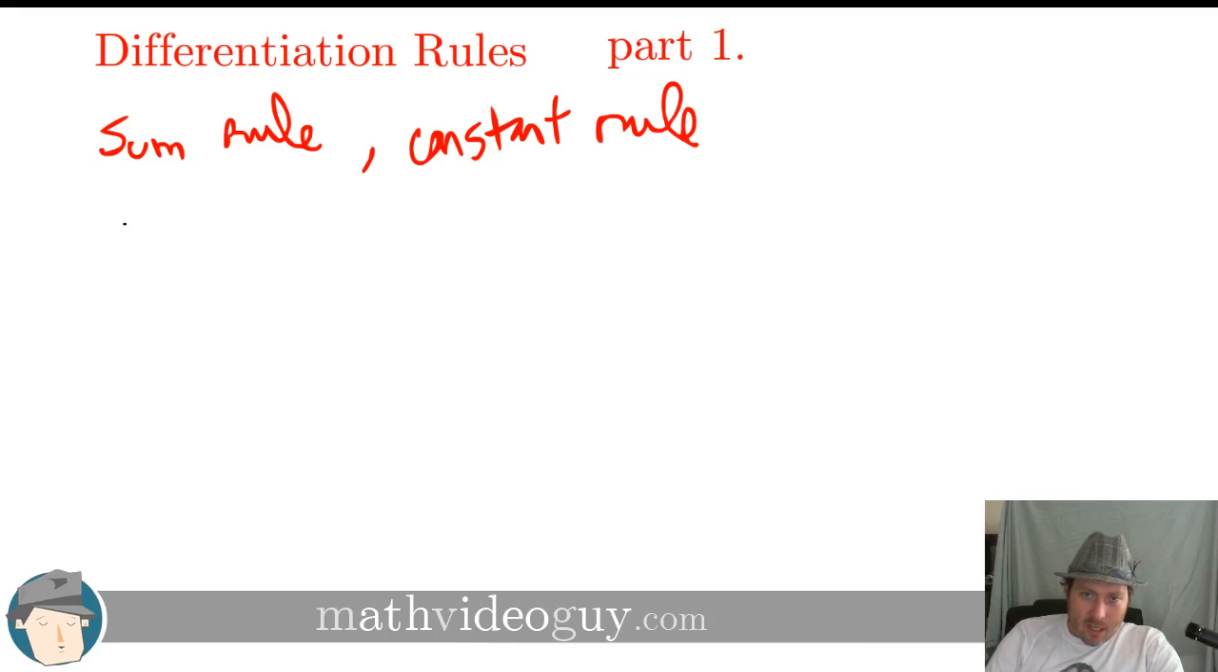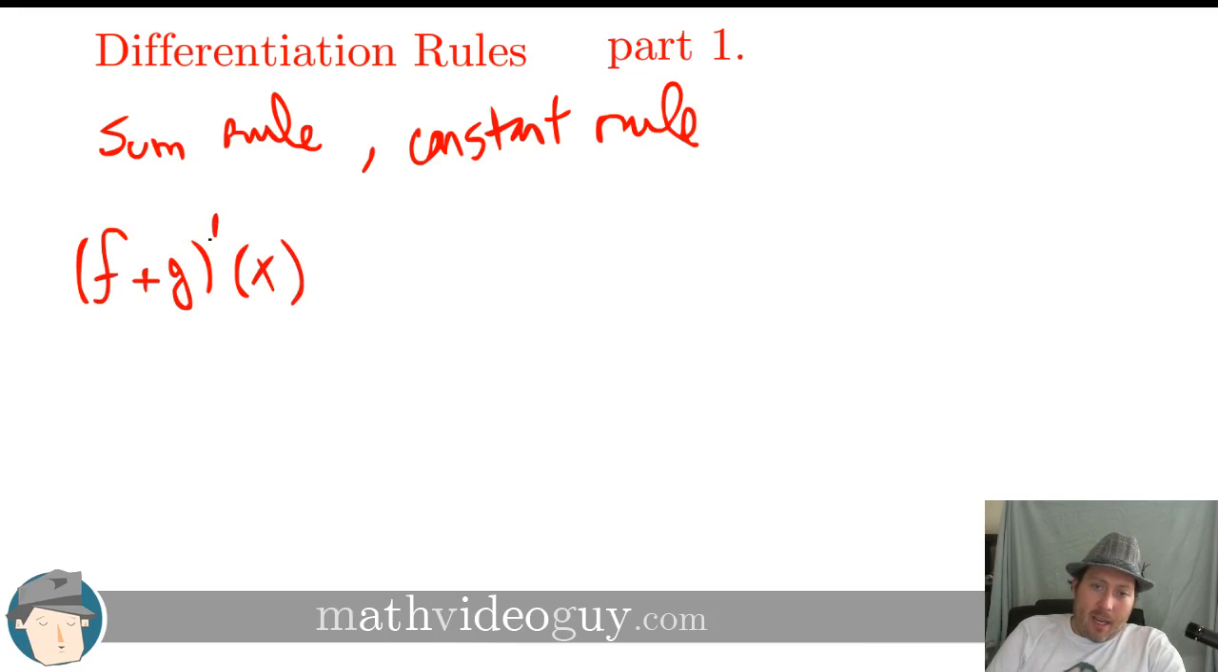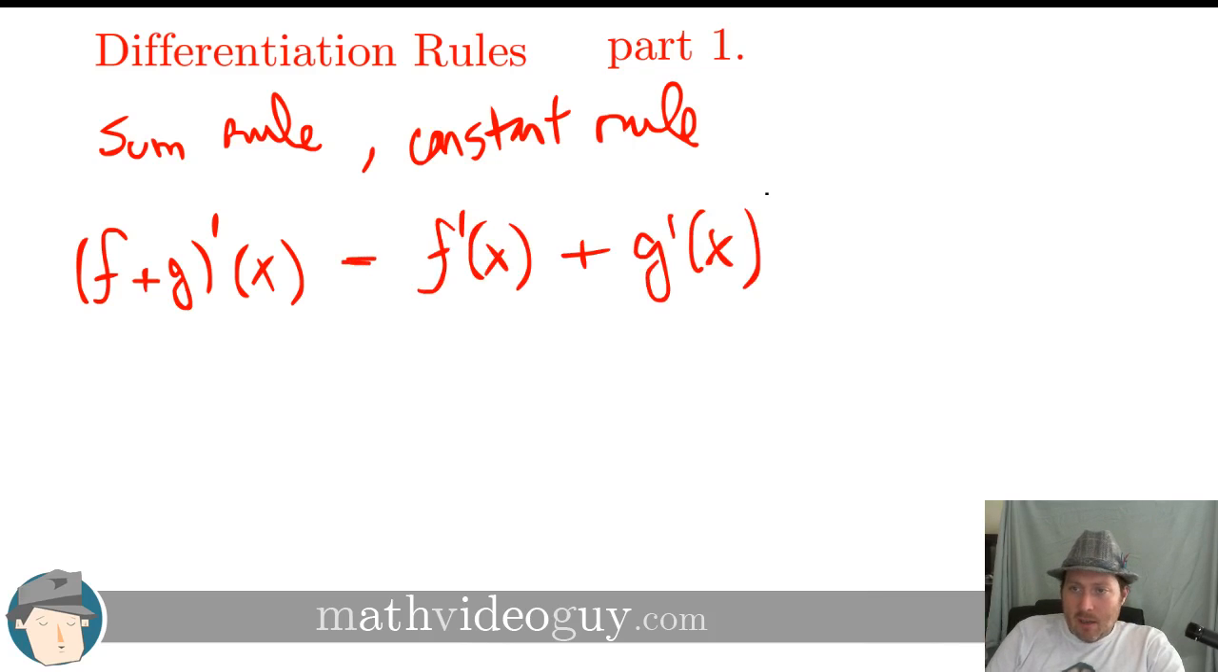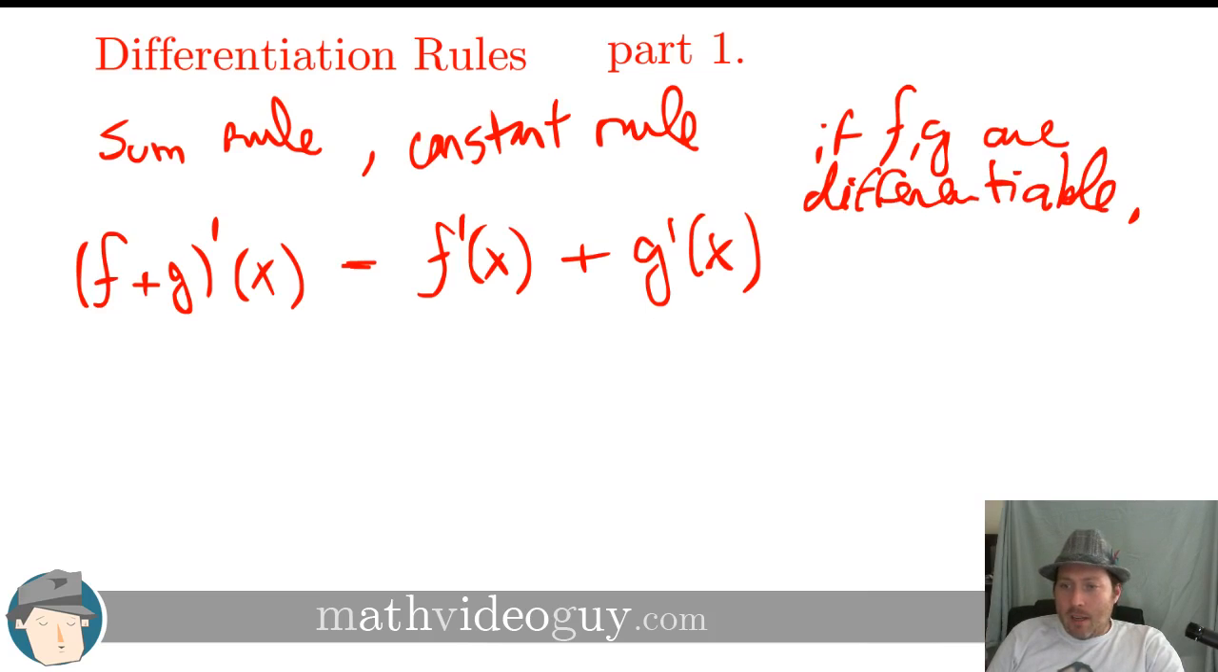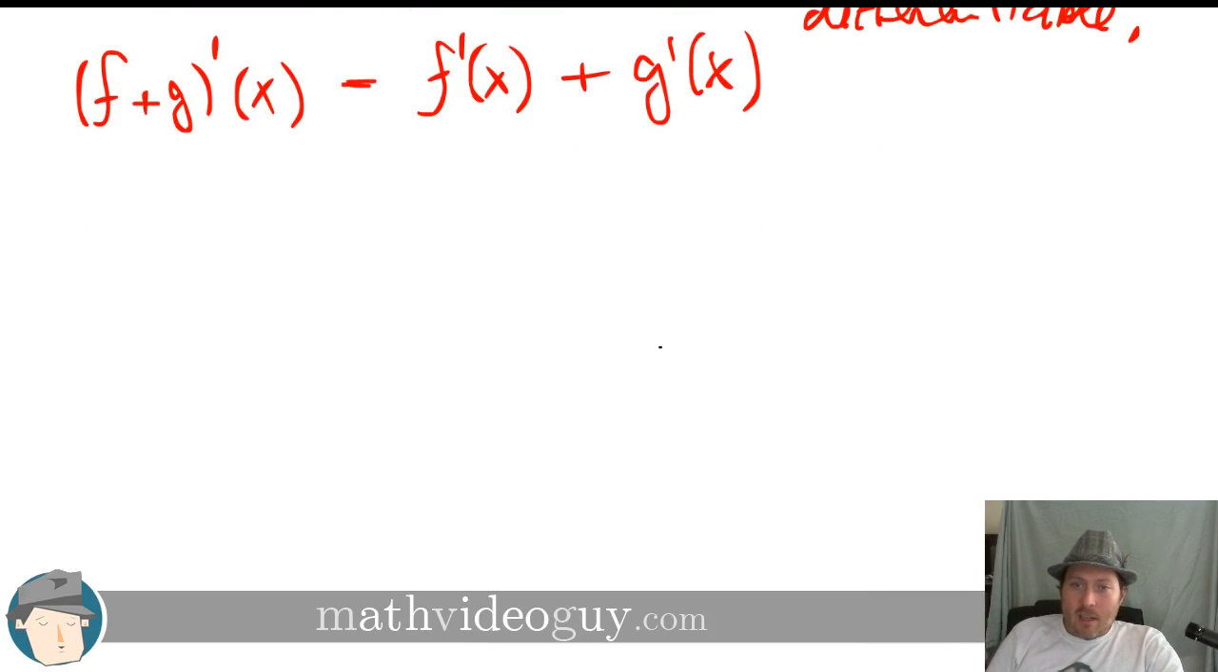So here we go. Sum rule: we have that (f plus g) of x, if you want to do prime, is equal to f prime of x plus g prime of x. So again, if f and g are differentiable, then this is true. Okay, so let's prove it.